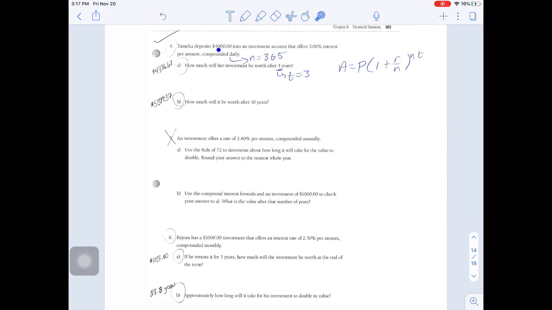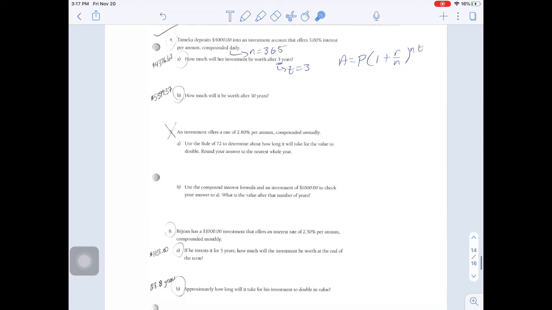P is your principal, so 4,000. R is your rate, but in a decimal, so in this case, 3 divided by 100. N would be 365 because you're compounding it daily, and t would be 3. So give these two a shot. See if you can get these solutions here.